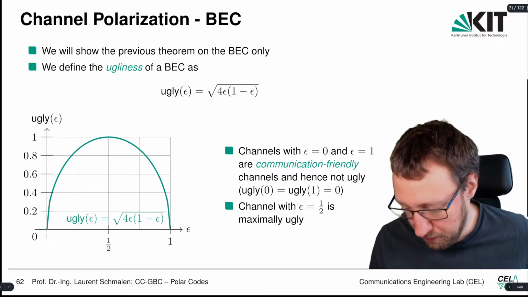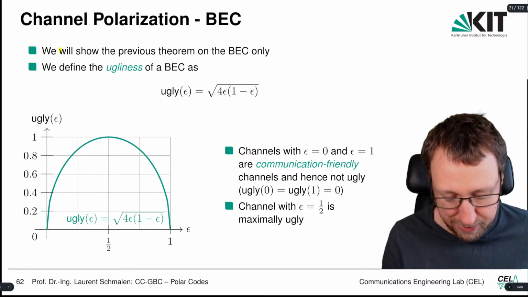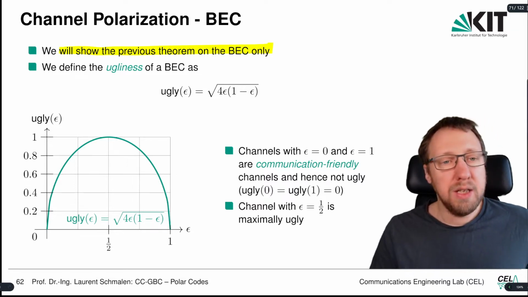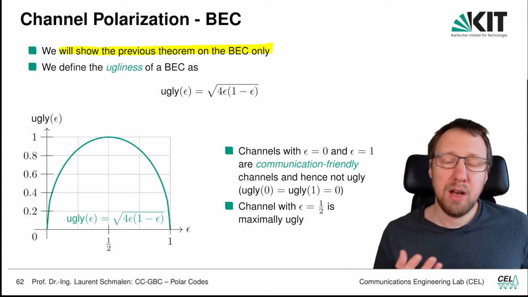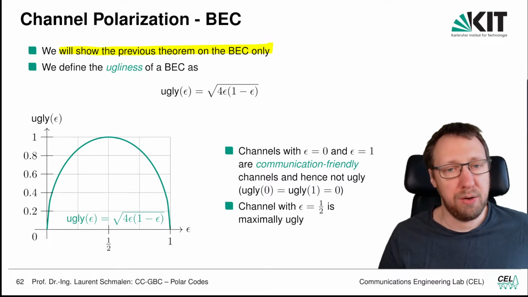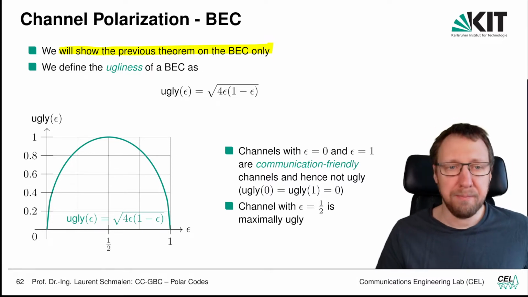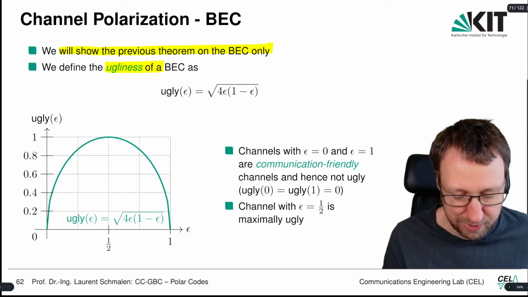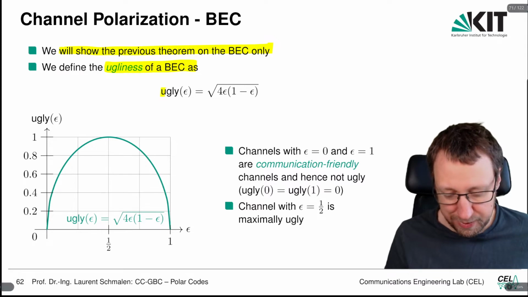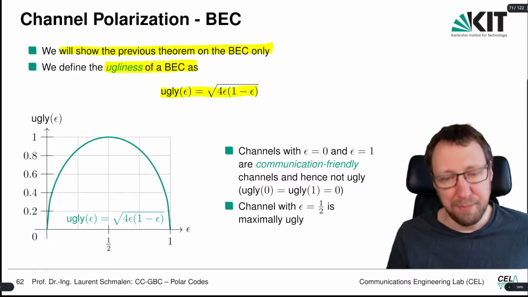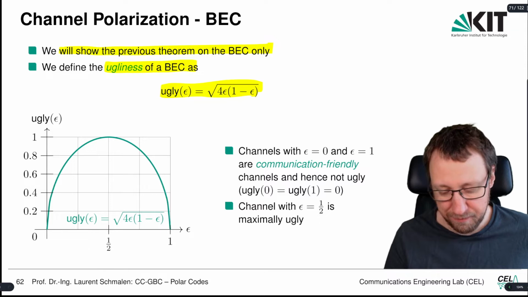We are going to prove this for the binary erasure channel, just because of simplicity. So we define a new parameter of the binary erasure channel, which is closely related to the Bhattacharyya parameter, but not equal. It is the so-called ugliness of the binary erasure channel. The ugliness is defined as the square root of 4 times epsilon times 1 minus epsilon.